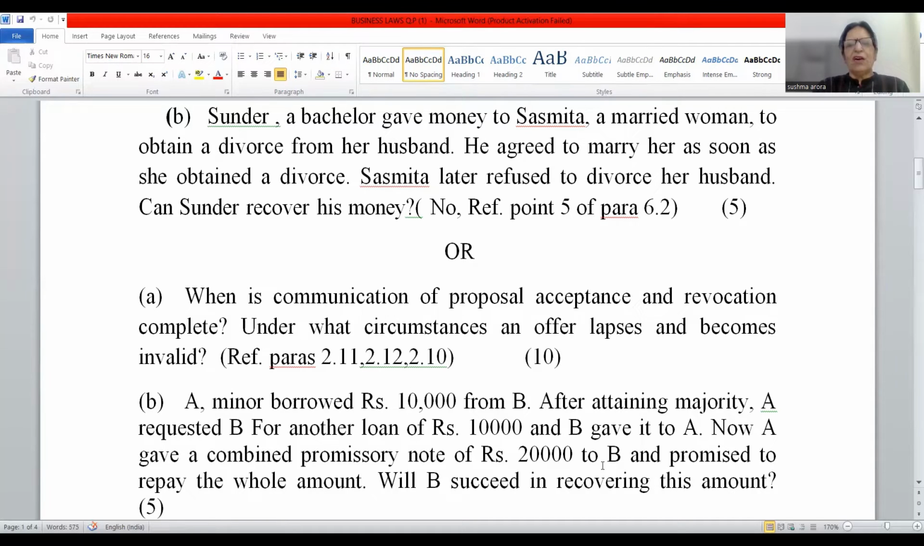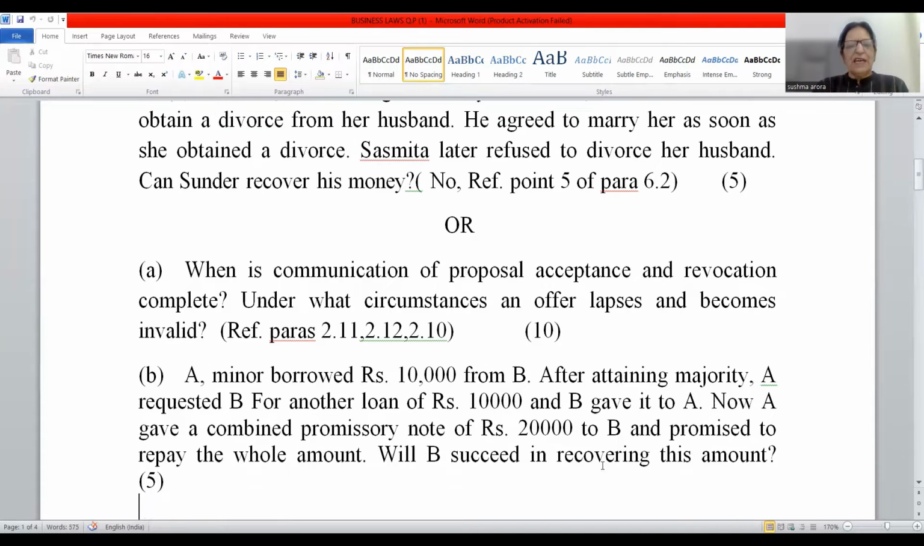An offer lapses after time. If the offeree has rejected the offer, the offer comes to an end. Offer also lapses by subsequent illegality. Offer also lapses if it is not accepted in the prescribed mode. Offer also lapses by destruction of subject matter. So like this, friends, there are 7 to 8 points when the offer will lapse.